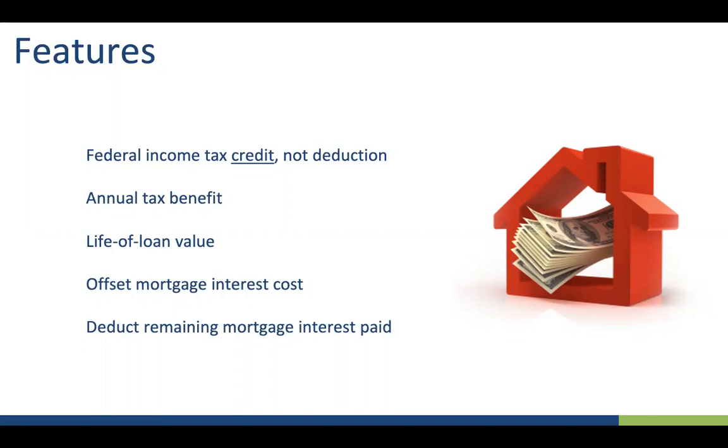Now, a mortgage credit certificate is a life of loan annual tax benefit. It stays with the loan. You get to use this credit every year to offset the mortgage interest cost. And you still, after you take the mortgage credit, the tax credit, you get to deduct the remaining mortgage interest paid.